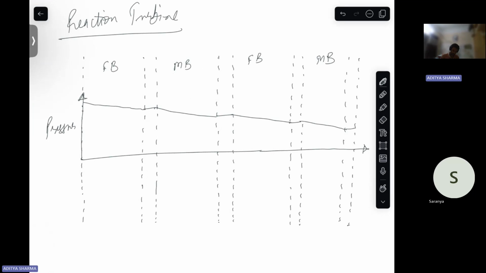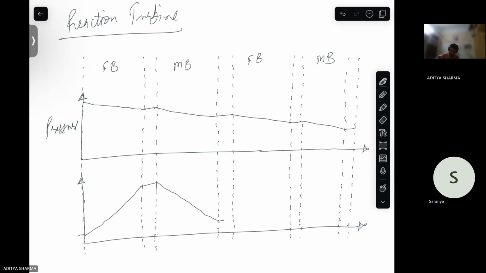This is your pressure. And what happens to your velocity? So velocity is like this. In your fixed blades, it will increase. Here it will decrease. Here it will increase, and here it will decrease. So this is the trend of your velocity. Okay. This obviously is your distance, right?